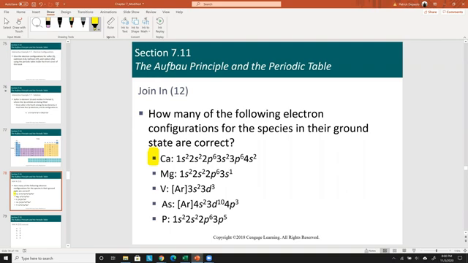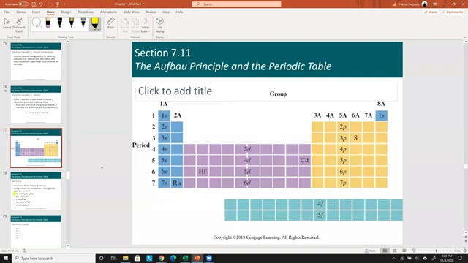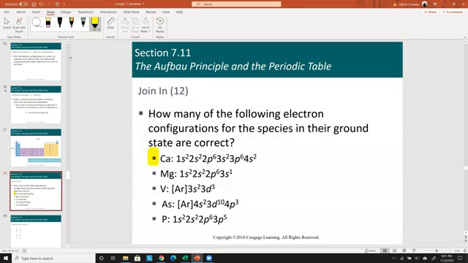Vanadium, it would be argon, 3s2, 3d3. Now, that doesn't happen. 3s2, what happens after 3s2? Then it's 3p. So the d orbital comes after 4s. Based on that, we know that's wrong also.